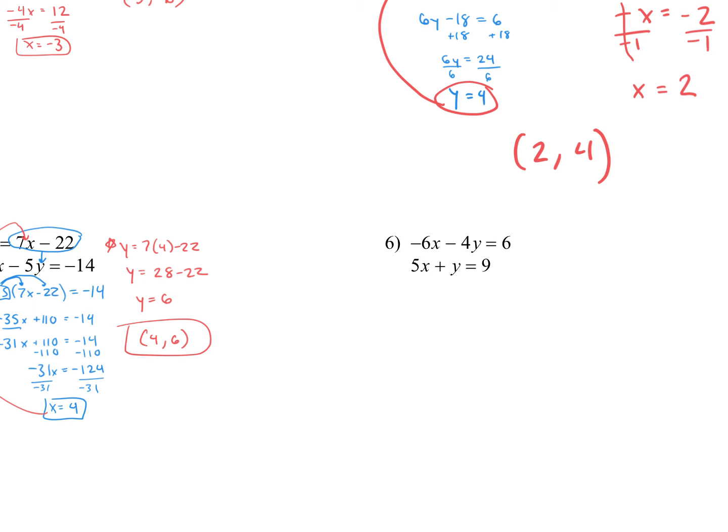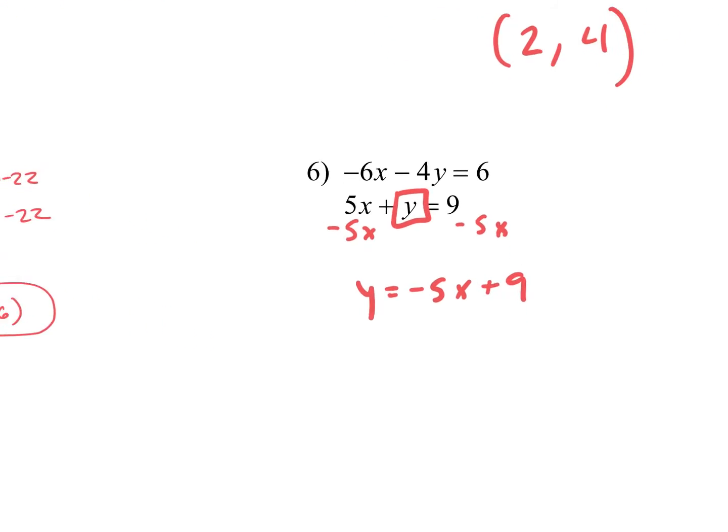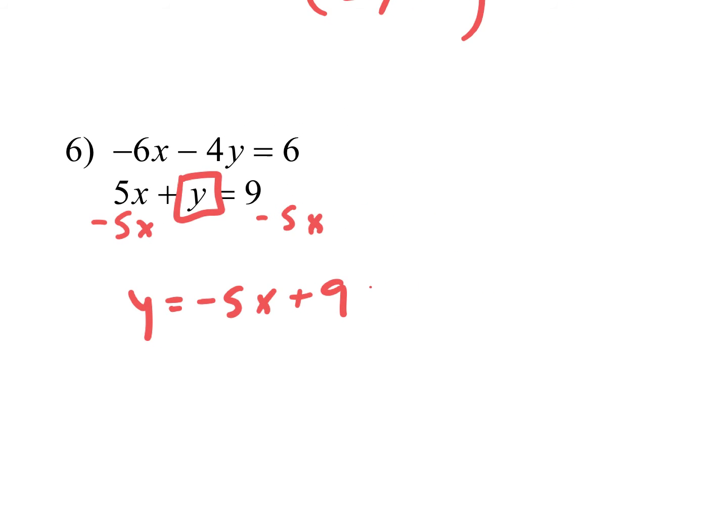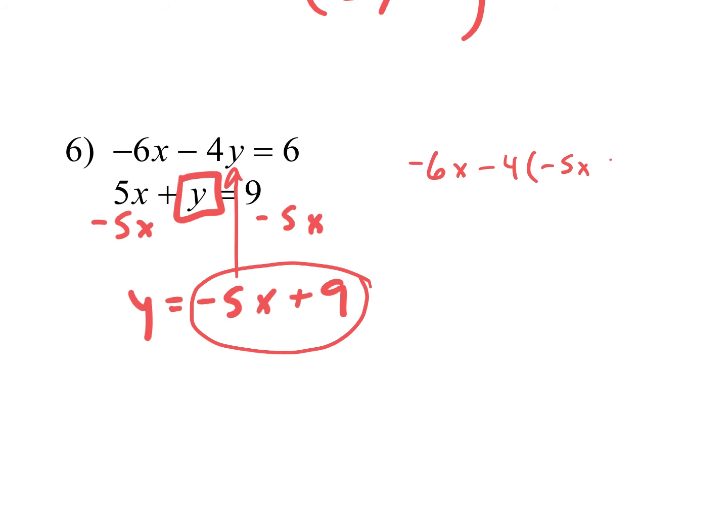So which equation should I isolate which variable? The second one, y. I want to isolate y. So I need to move that 5x to the other side, so subtract 5x on both sides. So here I have y is equal to negative 5x plus 9. Once I have my variable isolated, what should I do? Plug it in. So take my equation, I'm going to plug it in for y since it's y equals. So I have negative 6x minus 4 times negative 5x plus 9 equals 6.